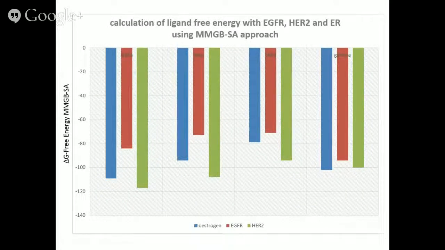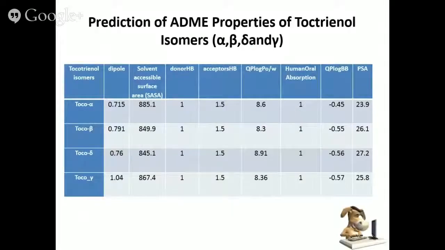Here is the calculation of the free energy of EGFR, HER2 and ER. I put them together to compare, and as we can see, they are all on the negative side. That means that they show a good free energy. But still, it's almost the same using the Schrödinger program.